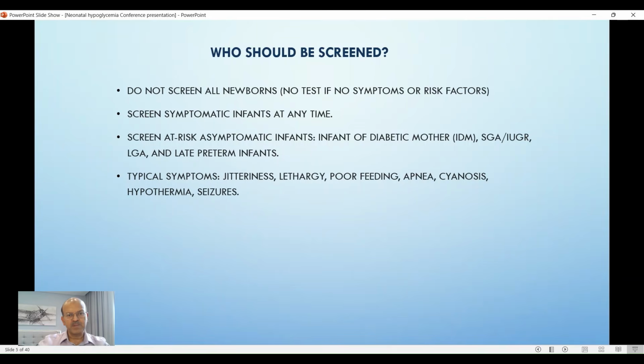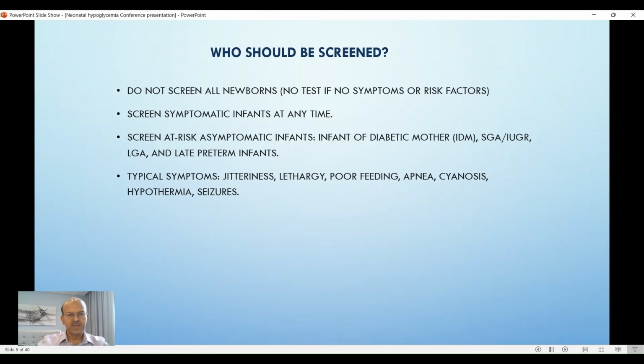If a baby is symptomatic, obviously you need to always check sugar, the ABC and glucose. So that approach is very important. Any symptomatic baby, always include glucose as part of your evaluation. And if the baby is at risk but is asymptomatic, you screen them. This includes infant of diabetic mother, small for gestational age or IUGR babies, large for gestational age babies, and late preterm babies.